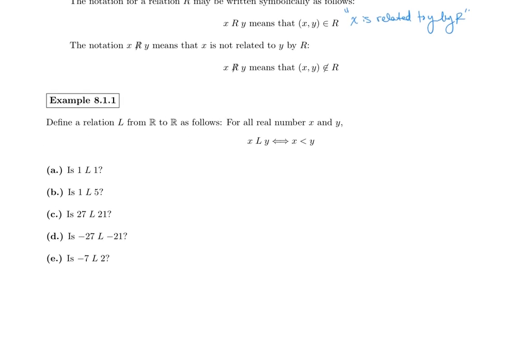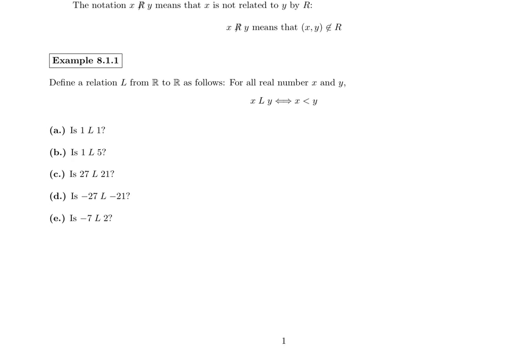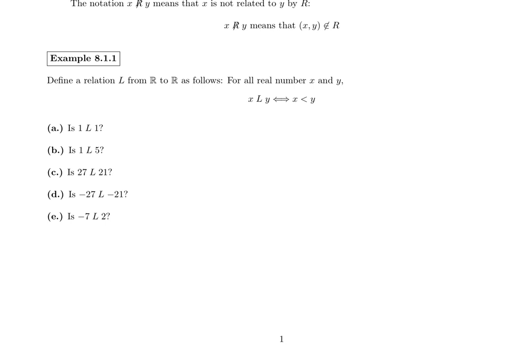So let's look at an example. If we define a relation L, so I'm not calling it R this time, I'm calling it L, from real numbers to real numbers, as follows: for all real numbers x and y, x is related to y by L if and only if x is less than y. Then I want to know, is 1 L 1?